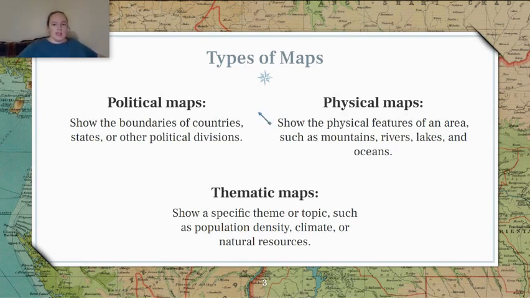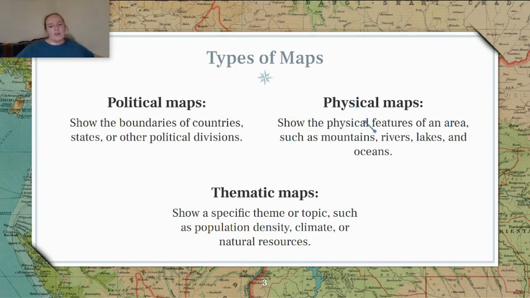So we have 3 different types of maps that we will be talking about. Political maps show the boundaries of countries, states, or other political divisions. So near us, we have the political division. We have Texas, and then we have Louisiana next door. When we look at a map, that line that goes between them, that is a border. And we would see that on a political map.